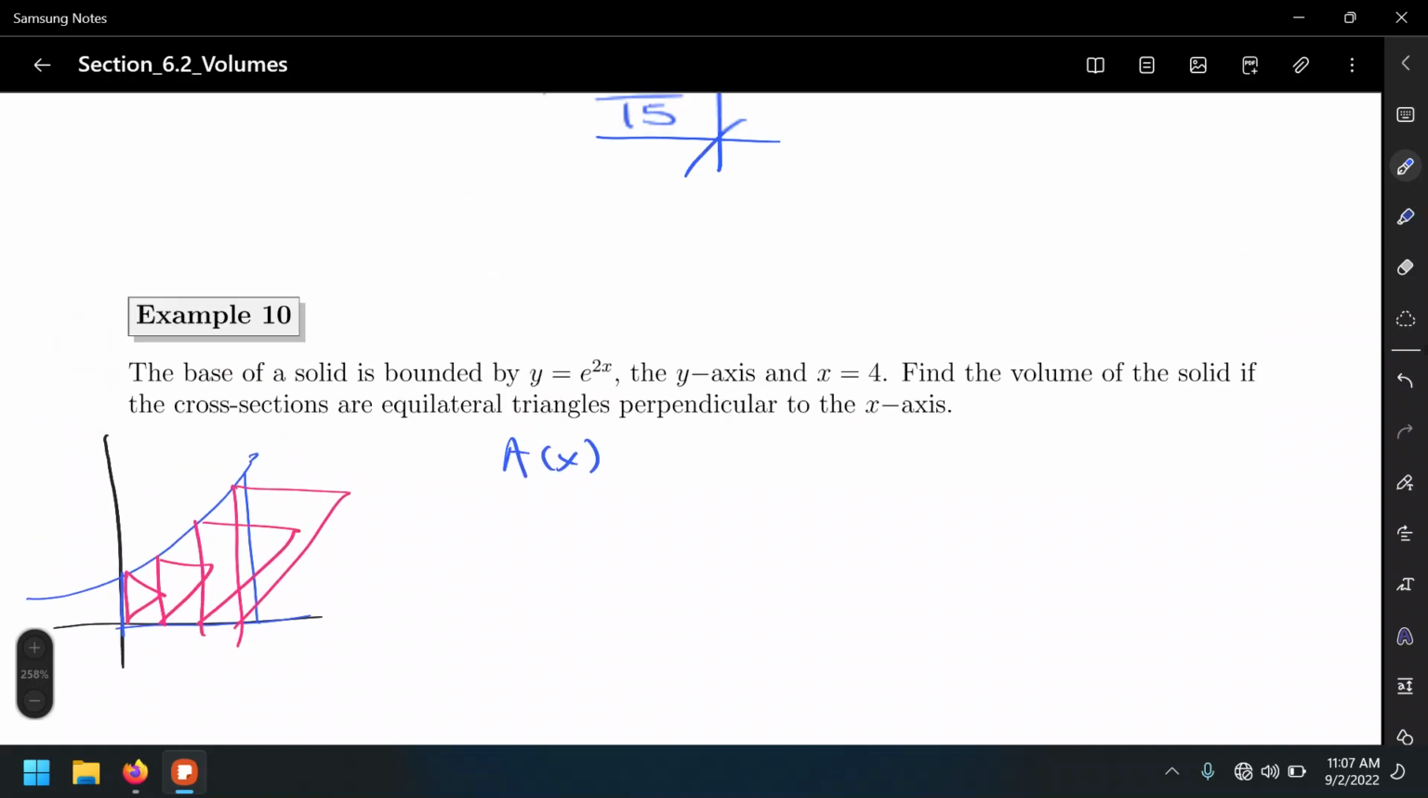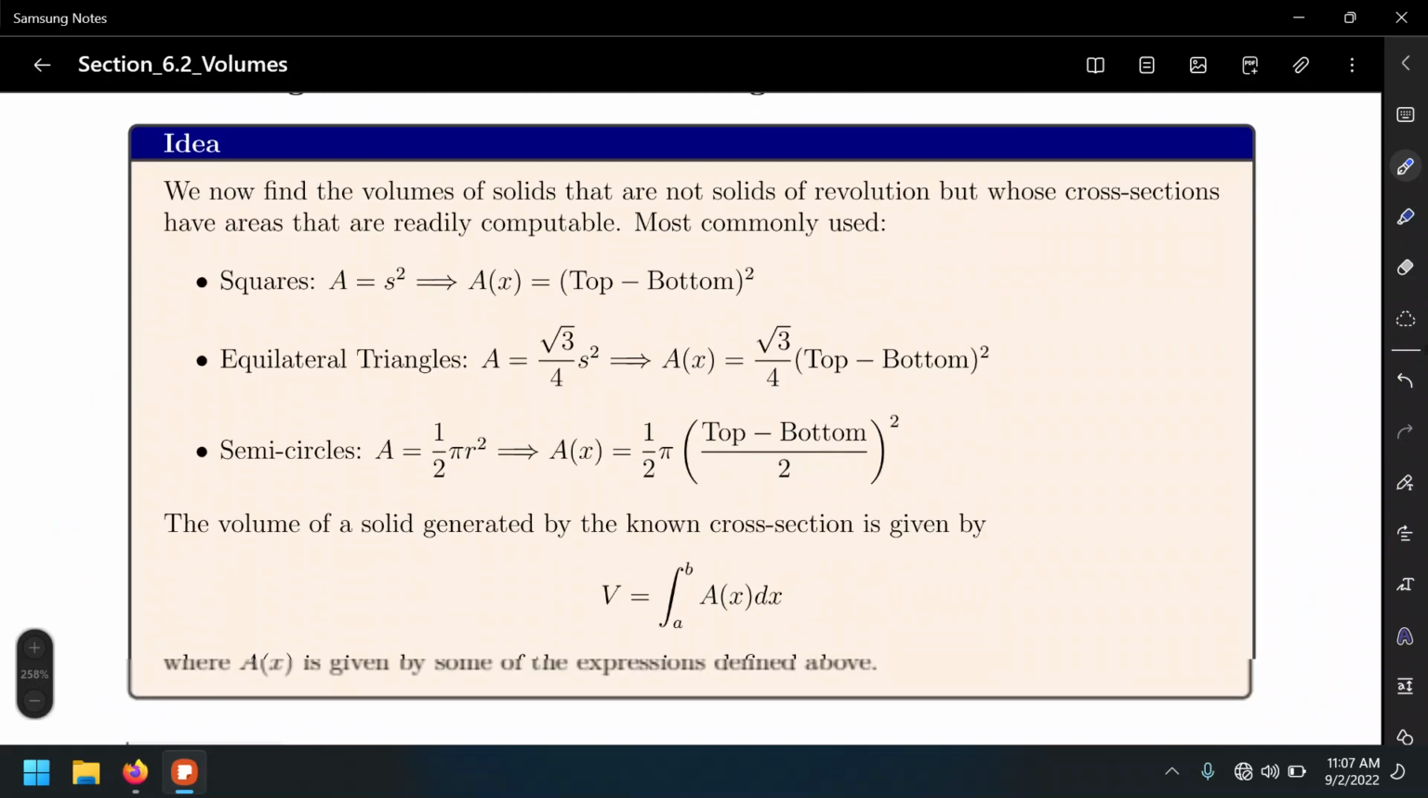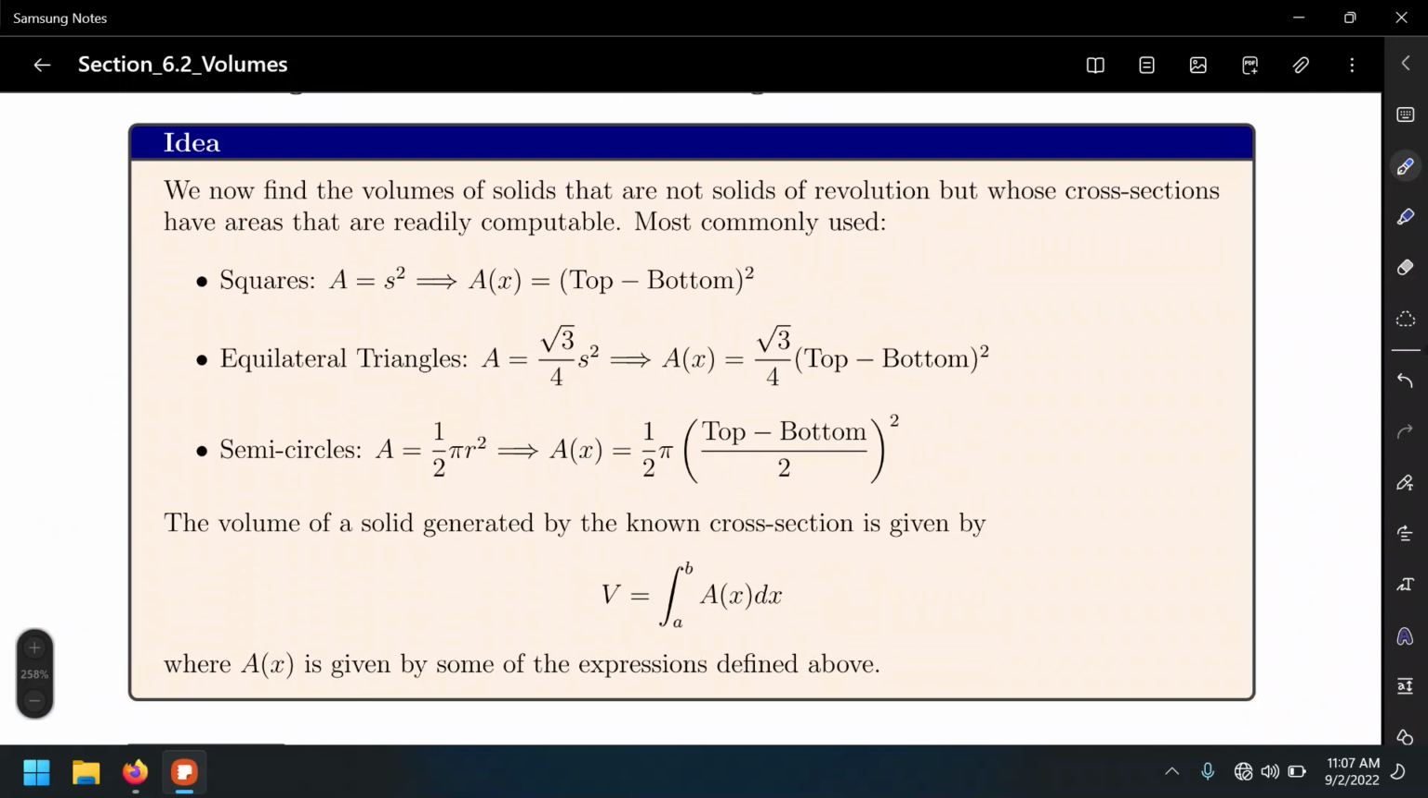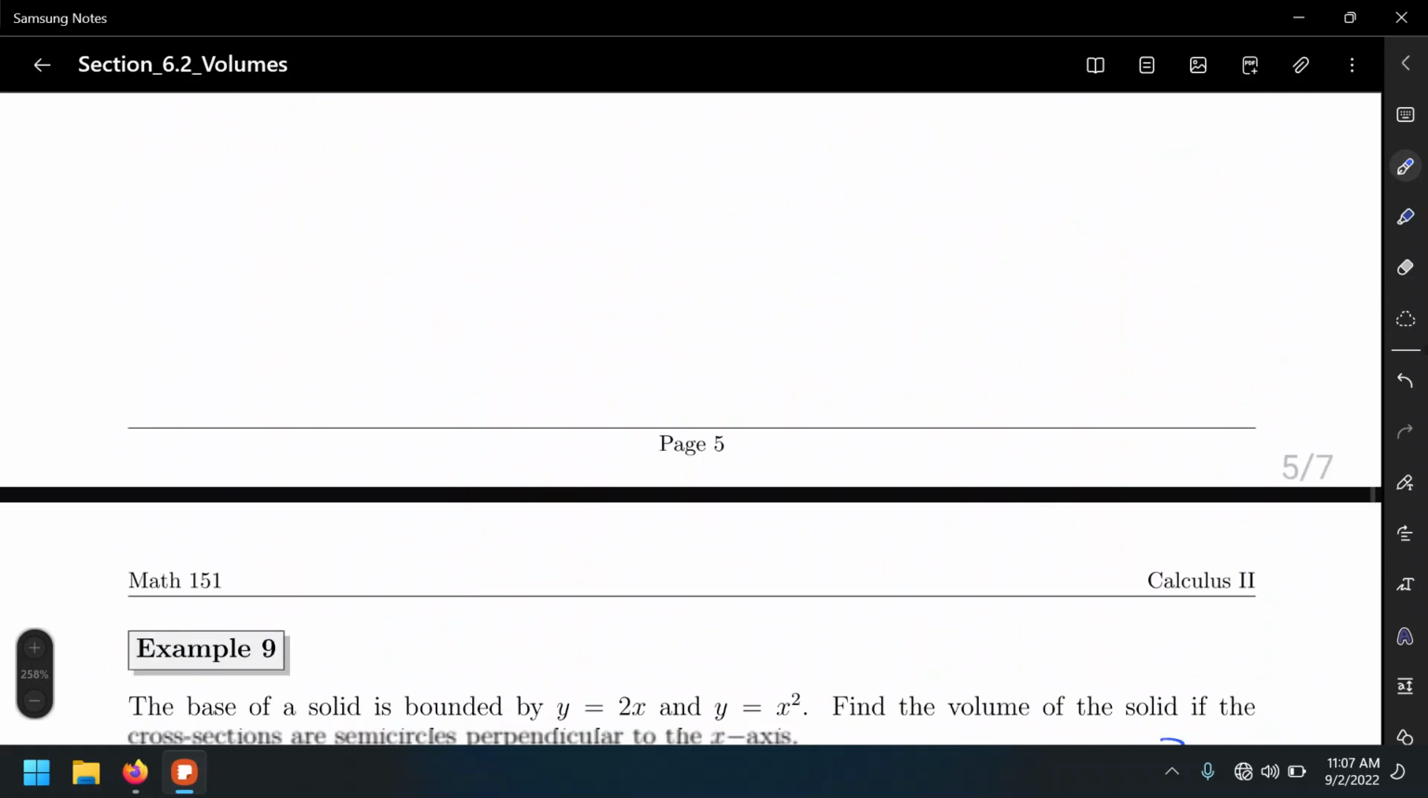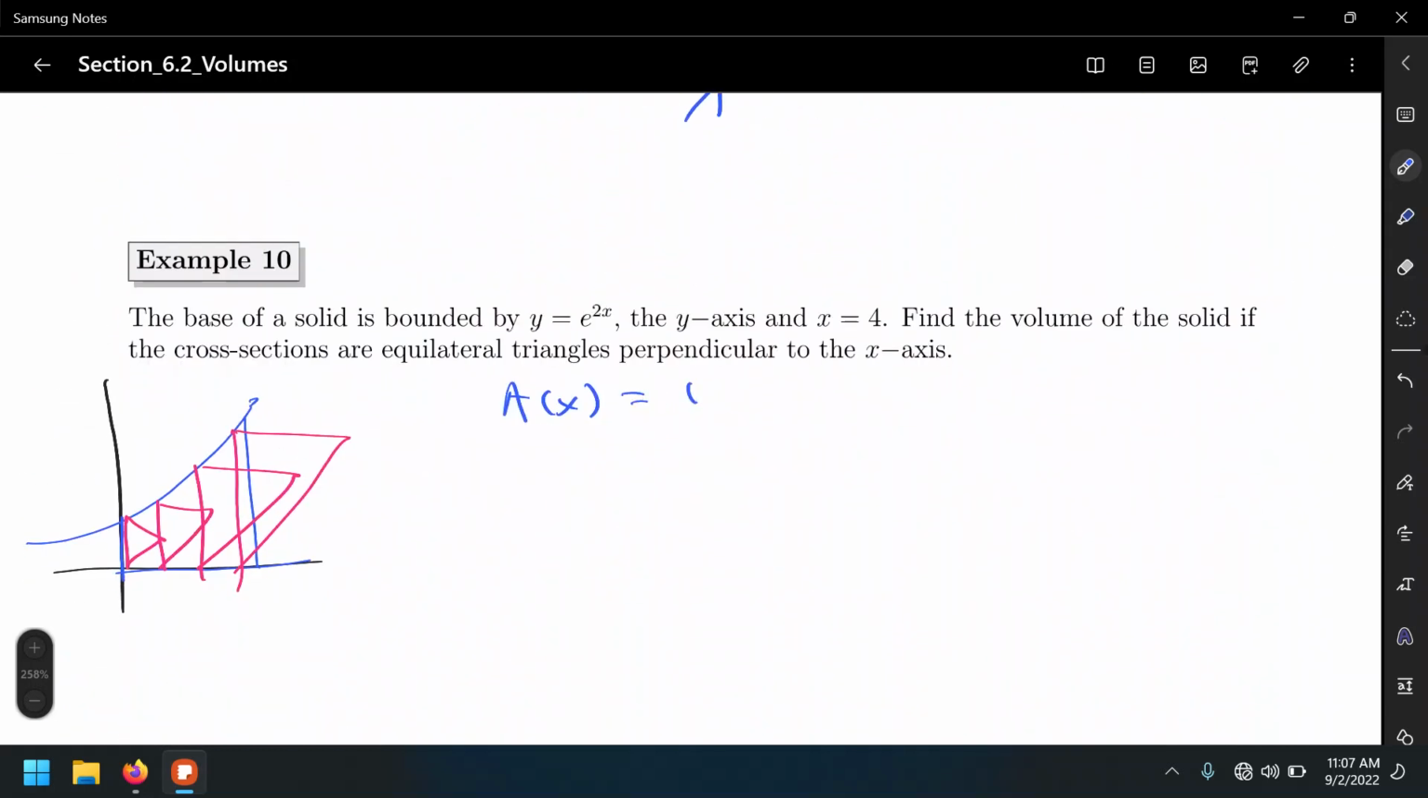In the previous page, I gave you the different formulas that we use. In this case, finding the area of an equilateral triangle is not a formula that we use every day and that we memorize, as opposed to length times width over 2, like the right triangle. That's the most common one that we use. So for equilateral triangles, we got that formula: the square root of 3 over 4 times top minus the bottom, quantity squared.